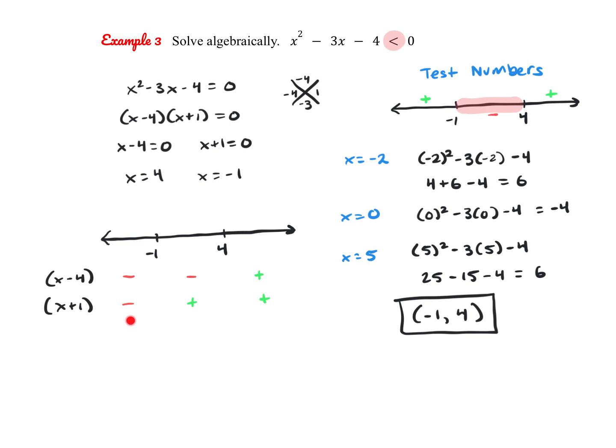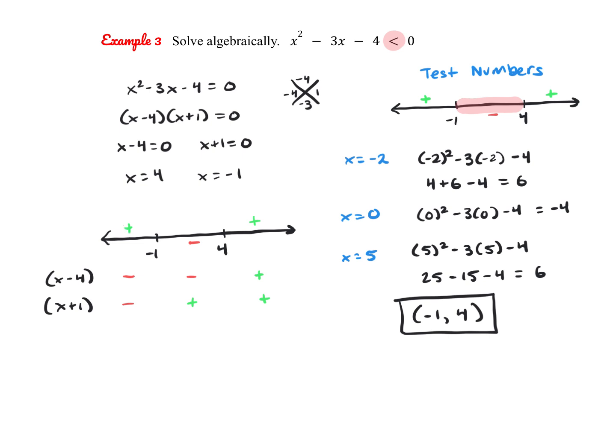So in this interval, everything less than -1, I have a negative factor times a negative factor. And when you multiply 2 negatives, we know that the result is a positive. Now in this next interval, between -1 and 4, I have a negative factor times a positive factor, and that product will always result in a negative. In this last interval, for all numbers greater than 4, I have a positive factor times a positive factor, which will always yield a positive result.